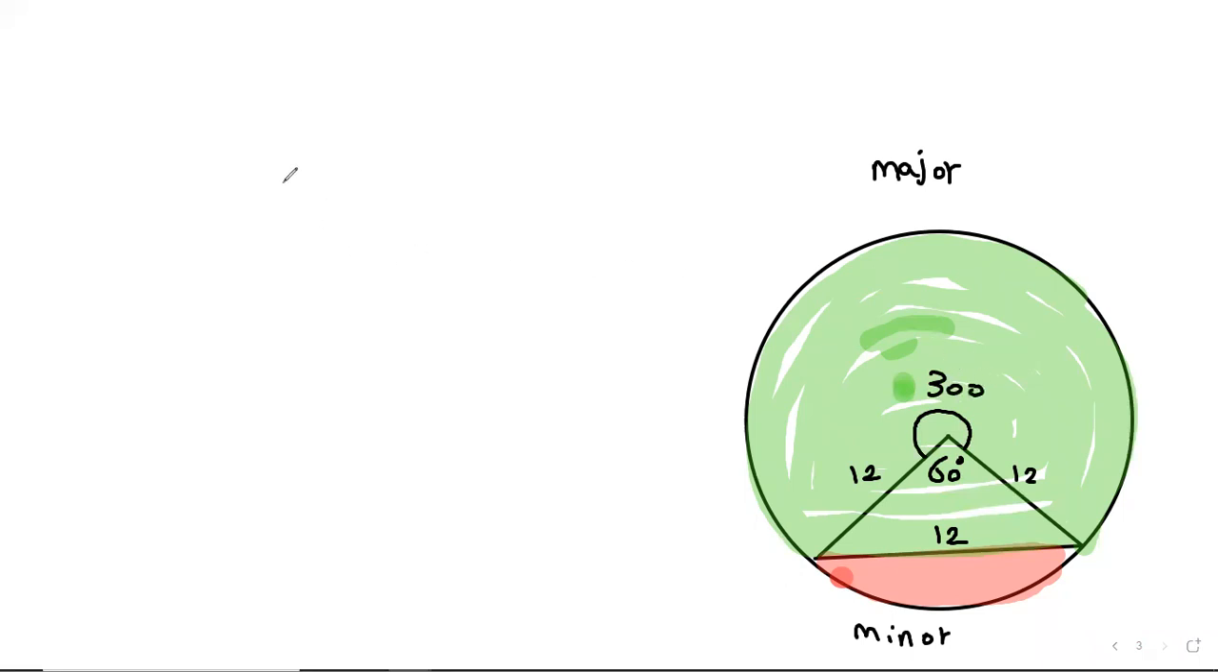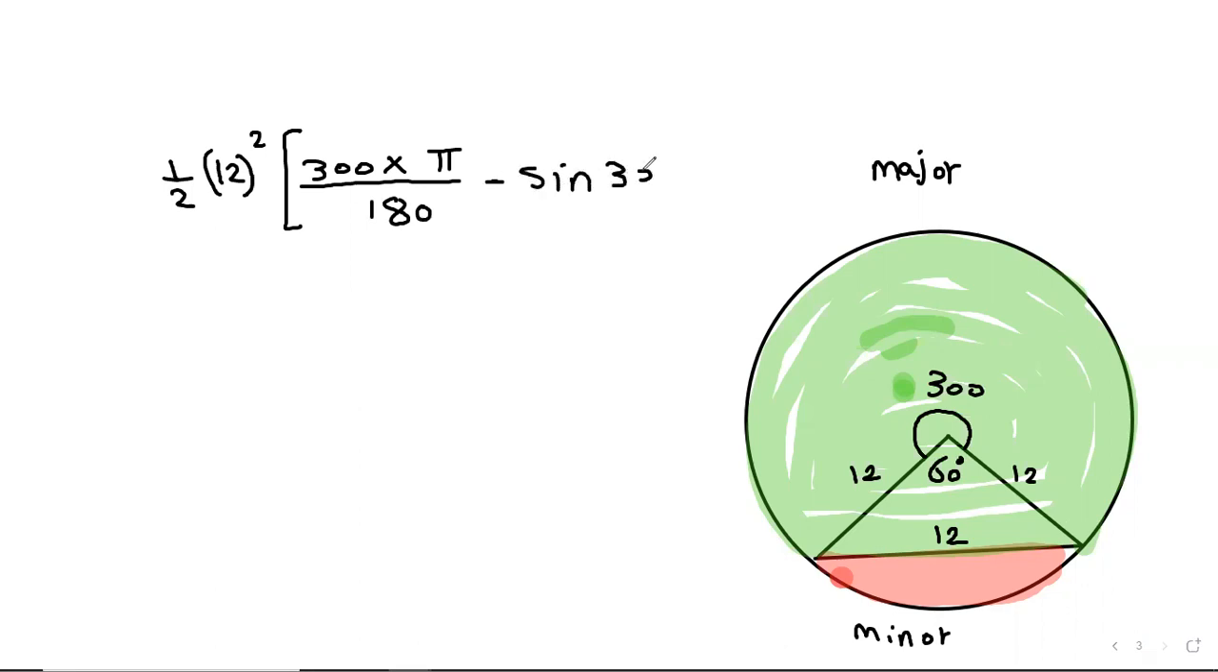Now we can apply the rule directly. It's half, and then r squared. r is 12 raised to the power of 2 multiplied by theta in radians. But we know theta in degrees, so we can convert it into radians by multiplying by pi and dividing by 180, minus sine 300. Then by using the calculator, we can find the area directly. It will be 439 centimeters squared to the nearest whole number.